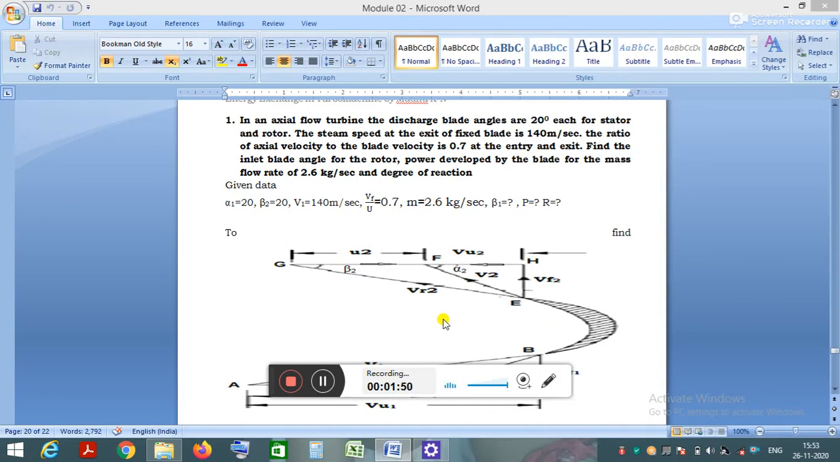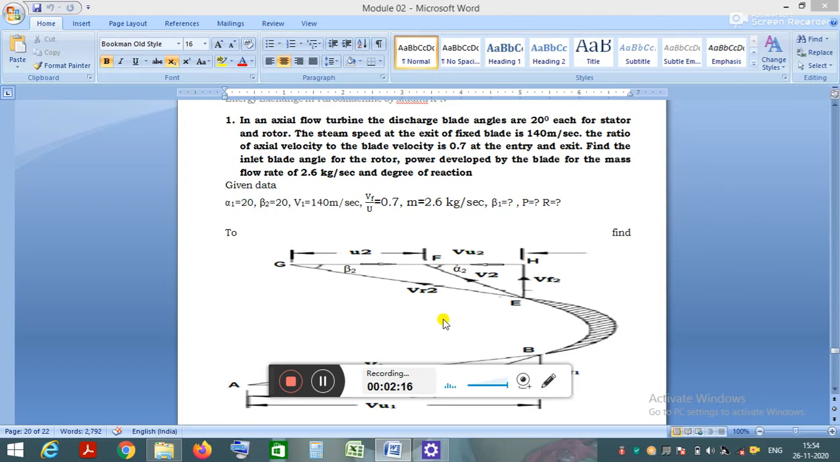In an axial flow turbine, the discharge blade angles, not the angles at the entry, the angles at the leave, are 20 degree for stator and rotor. Which is the stator in case of axial flow turbine? Nozzle.